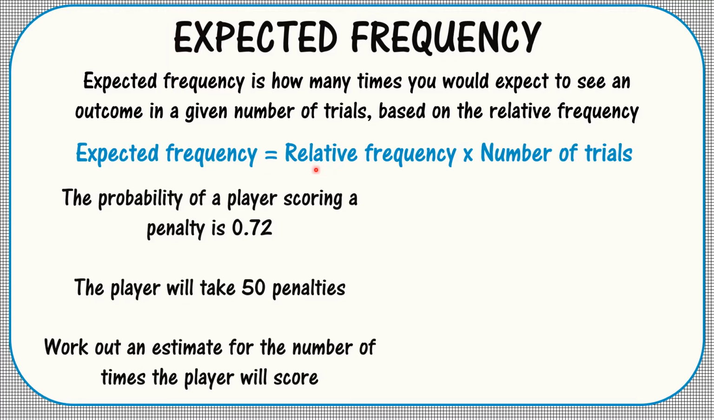What you would do is the relative frequency multiplied by the number of trials. Therefore, you would do 0.72 multiplied by 50, which equals 36. Therefore, if the player takes 50 penalties, we can estimate that he will score 36 of those penalties.